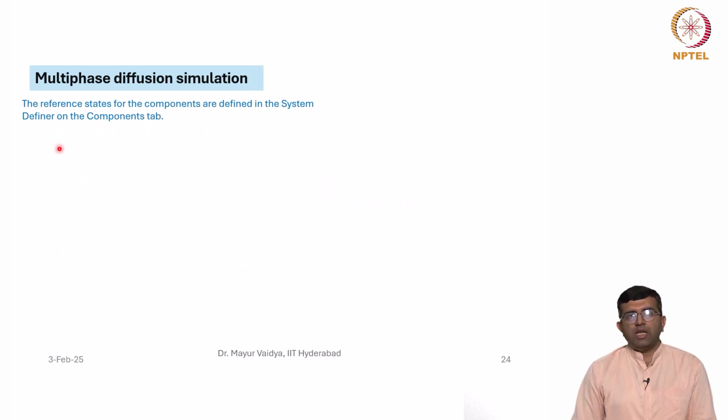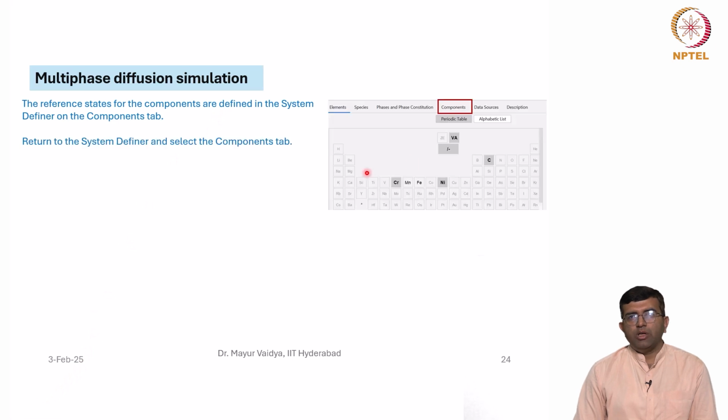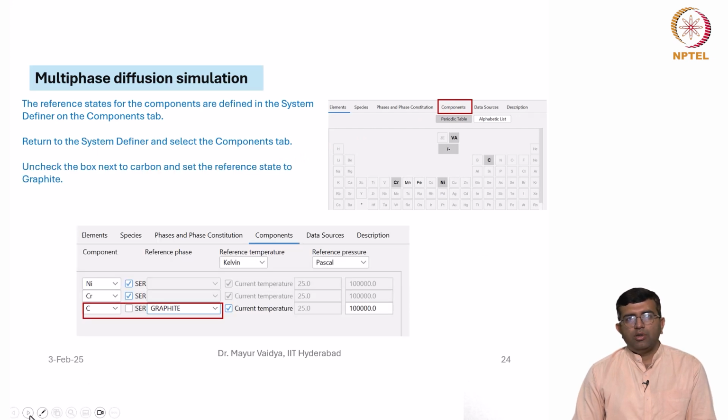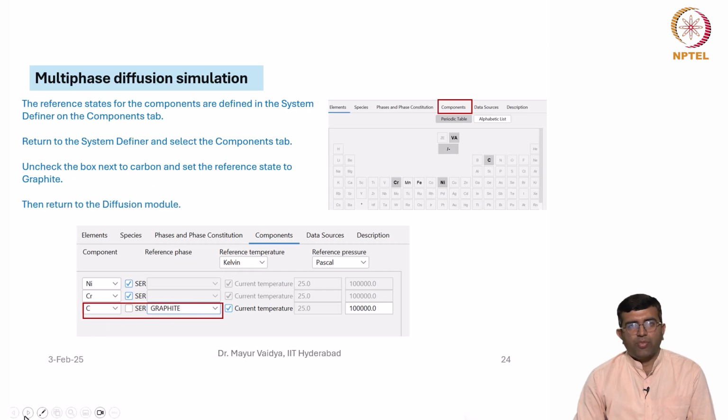The reference states for the components are defined in the system definer on the components tab. Here in the components tab, these reference states are defined. So, you can select the component, and here you can basically uncheck the box next to carbon and set the reference state to graphite. So, here the reference state can be selected as graphite. Then again go to the diffusion module.